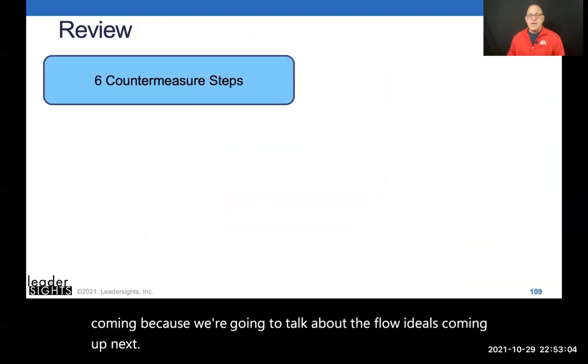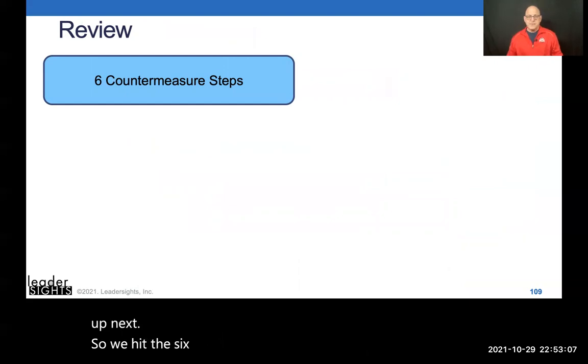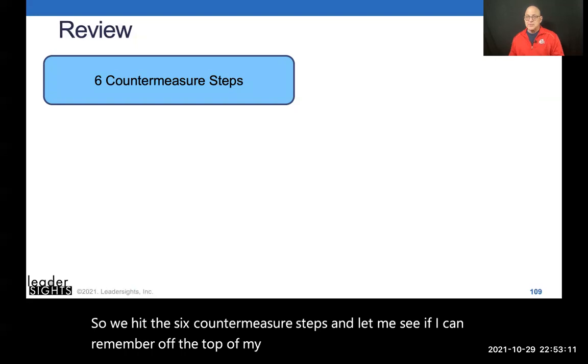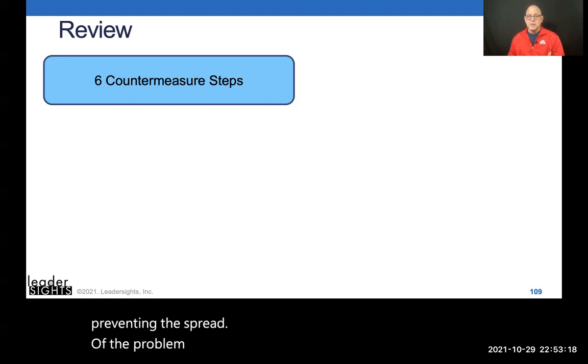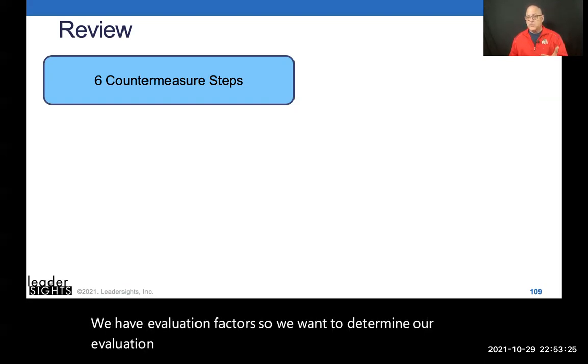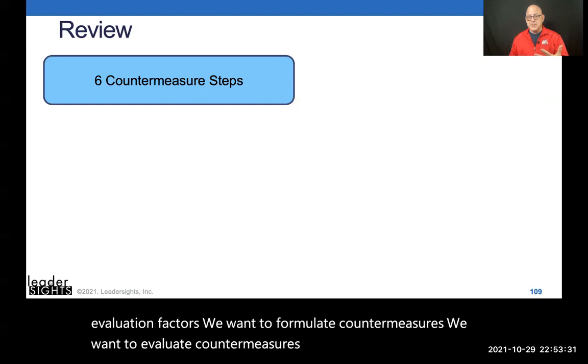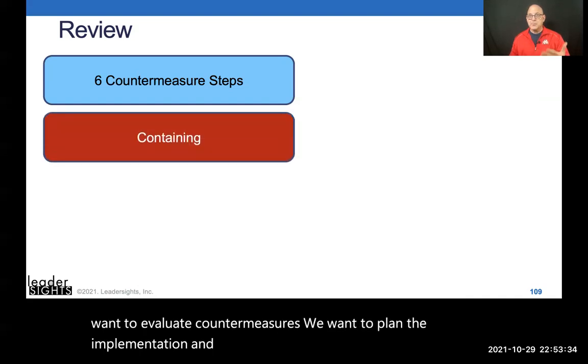So we hit the 6 countermeasure steps, and let me see if I can remember them off the top of my head. We have containment, which is preventing the spread of the problem to other areas. We have evaluation factors. So we want to determine our evaluation factors. We want to formulate countermeasures. We want to evaluate countermeasures. We want to plan the implementation, and then we want to implement.